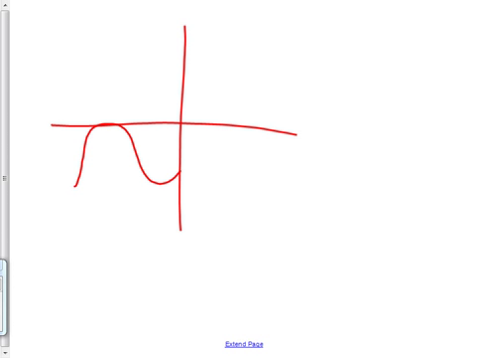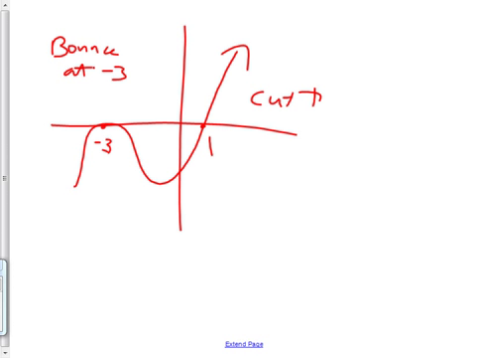Now, last topic. A lot of your homework is like this, and it'll tell you that this was like -3, and this is like +1. And it'll ask you to tell what root it is and tell what it is doing there. Well, how would you answer that? Well, this one is bounce at -3. And what would you say about this? Cut through at 1. Okay, so the root is 1, and what's it doing? It's cutting through.